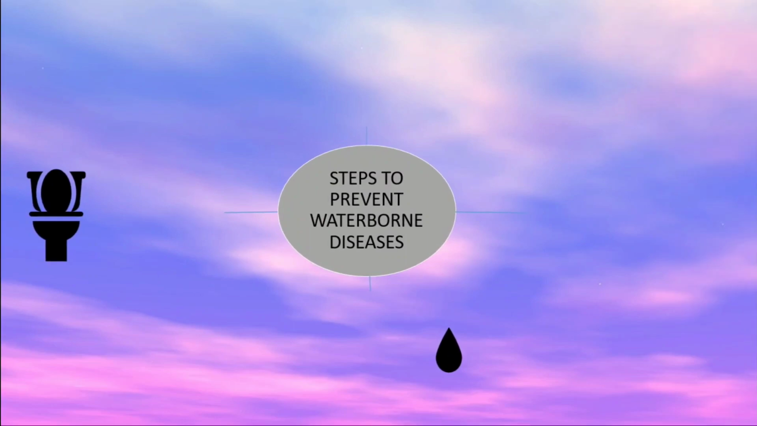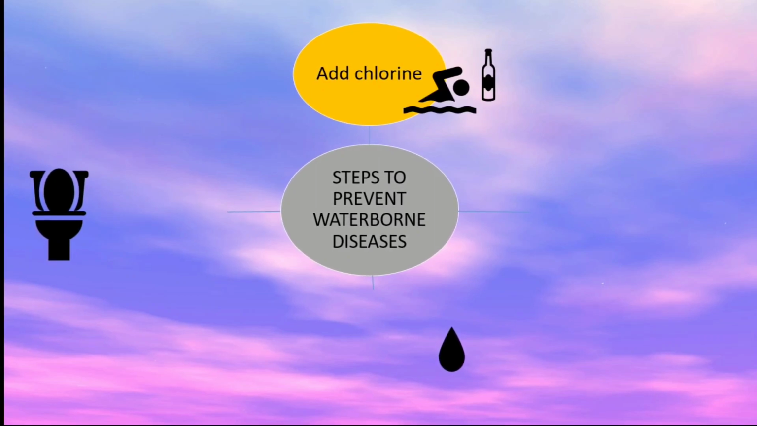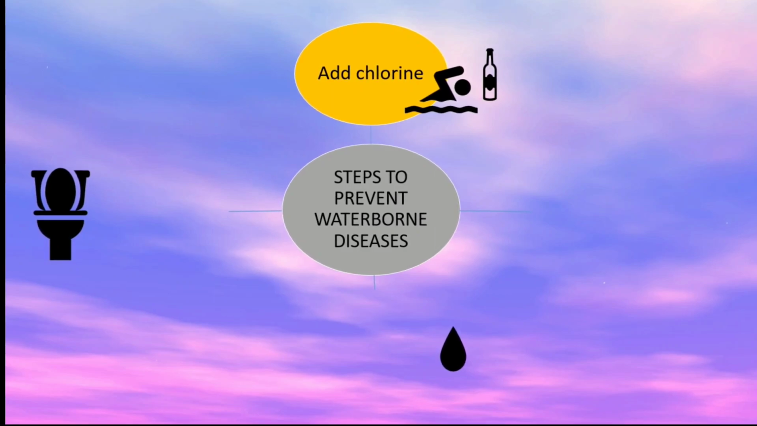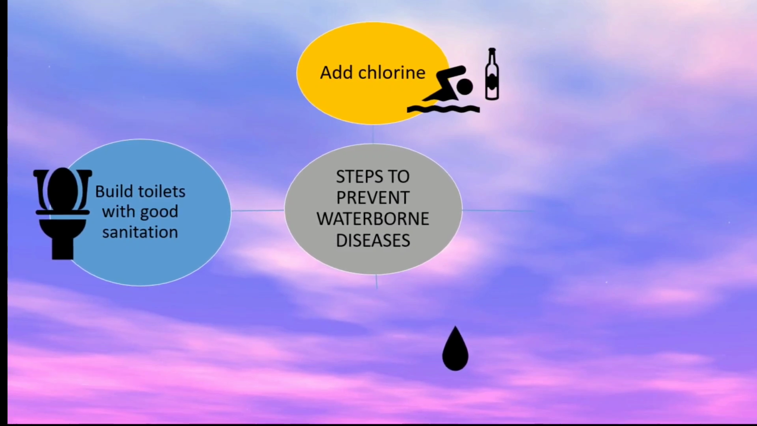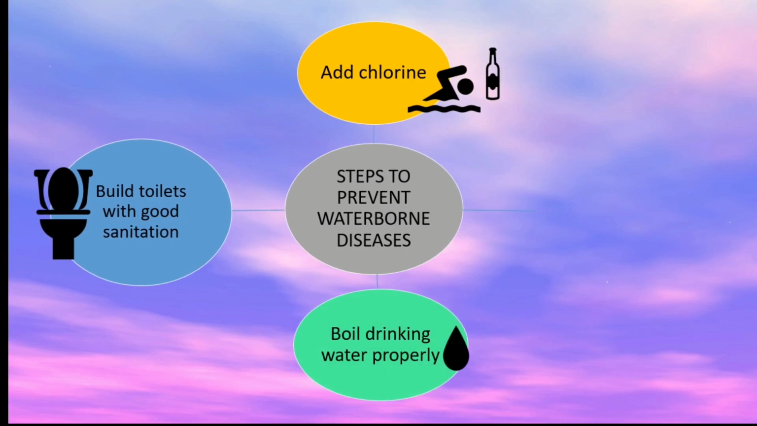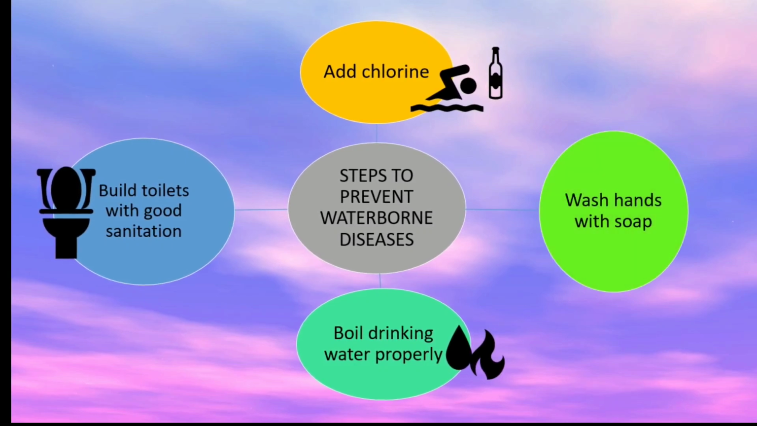Here are the steps to prevent waterborne diseases. The first one, we have to add chlorine into the swimming pool and the water supply system. Ini berlaku dalam sistem pengairan ataupun perawatan air di Malaysia. And then we have to build the toilet with good sanitation. And then we have to boil the drinking water properly. And also we have to wash our hands using soap after using the toilet.